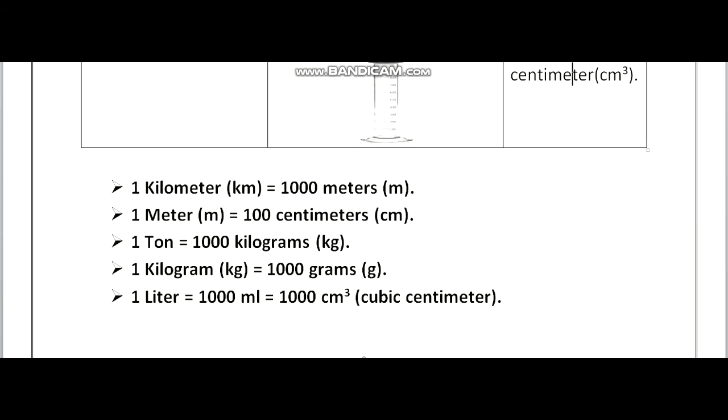Now let's talk about the relation between the measuring units. Number one, 1 kilometer equals 1,000 meters. Number two, 1 meter equals 100 centimeters. Number three, 1 ton equals 1,000 kilograms. Number four, 1 kilogram equals 1,000 grams. Number five, 1 liter equals 1,000 milliliters and also equals 1,000 cubic centimeters.